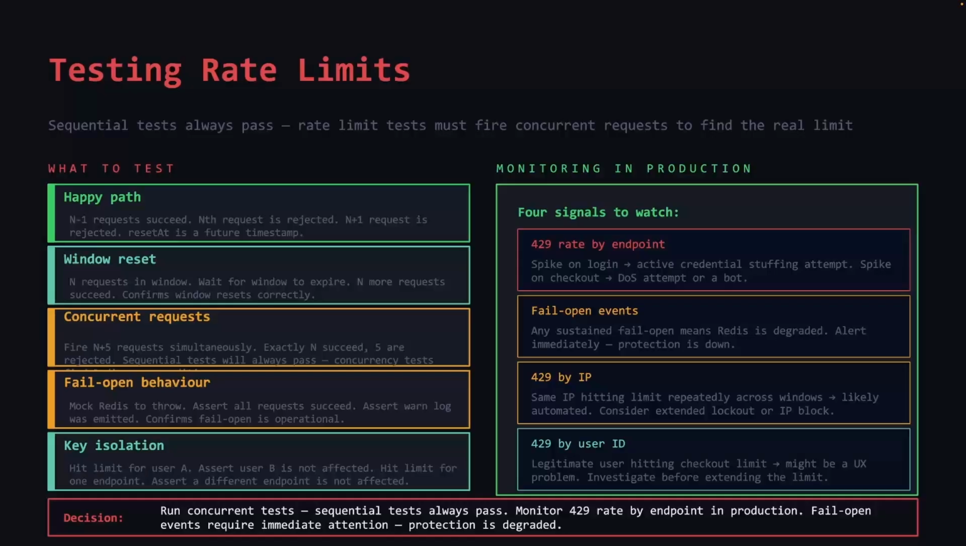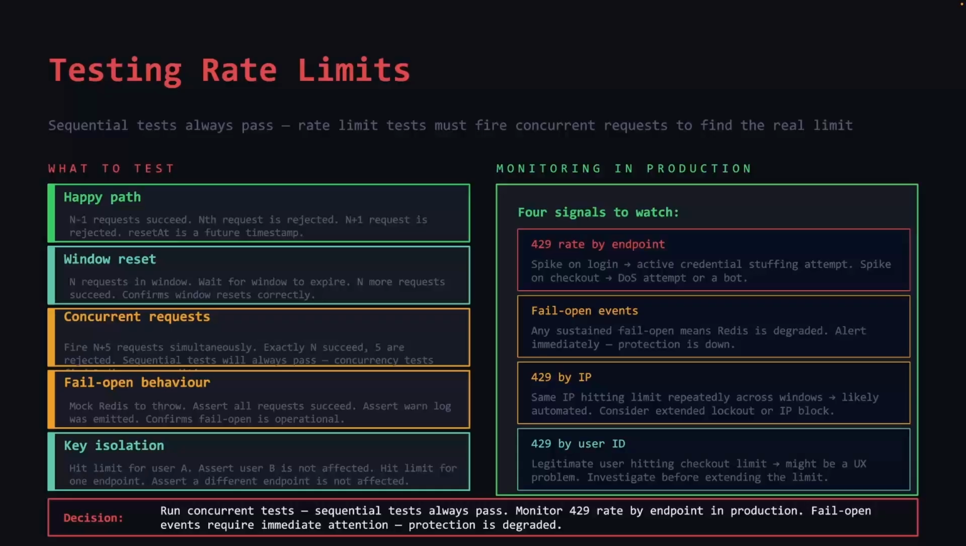Concurrent requests. Fire N+5 requests simultaneously with Promise.all. Assert exactly N succeed and 5 are rejected. This is the critical test. Sequential tests will always pass regardless of race conditions. Only concurrent tests reveal whether the Redis INCR is truly atomic.